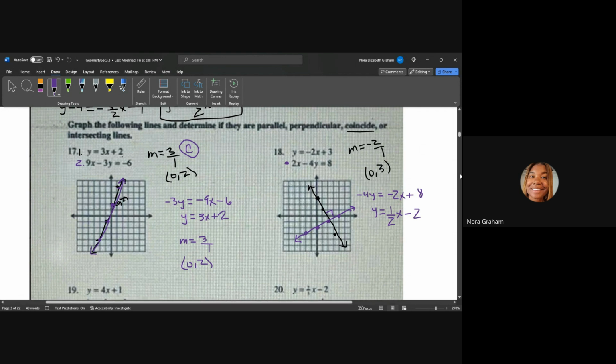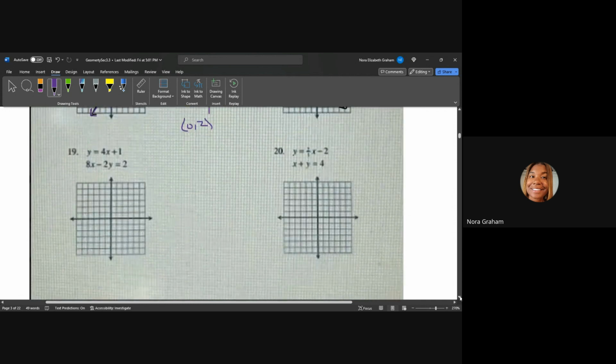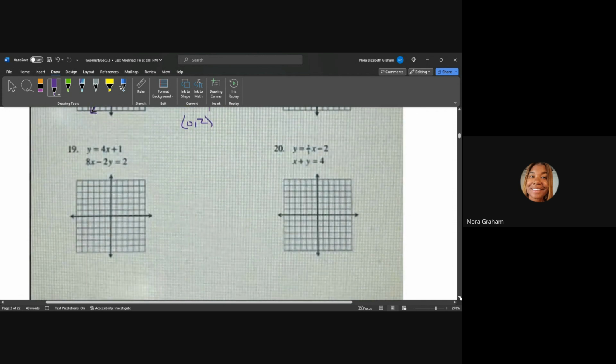Right. So there were two more down here, 19 and 20. If you want help with 19 and 20, write down in the comments and I can give you the answers for them or show you the work by replying back.